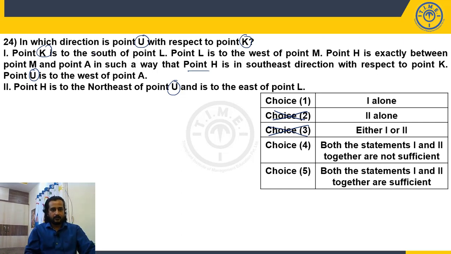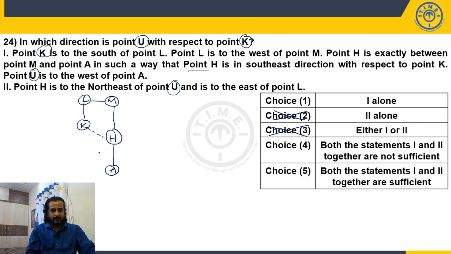Let me draw again. What is given? K is south of L and L is west of M, and it is given H is exactly between M and A, and H is southeast. So whatever the distance will be here, it will be the same distance here also. H is exactly between M and A. Now what is given next?